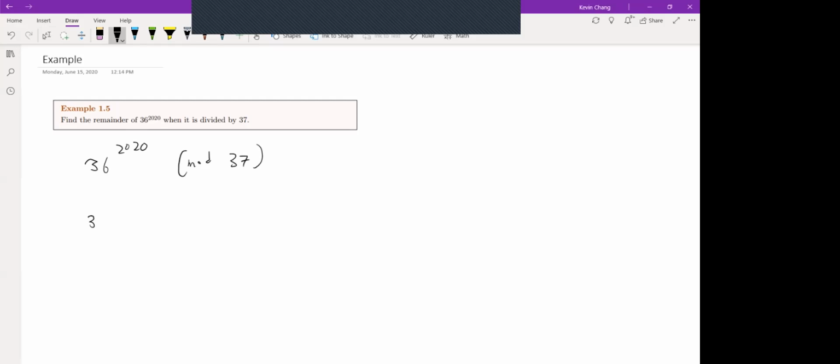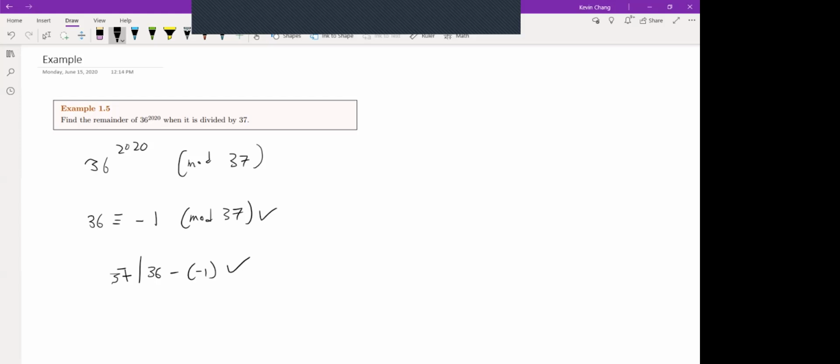36 is congruent to, and now here's the trick. We are not going to use positive numbers here, but rather we're going to use a negative number. So this is congruent to negative 1 mod 37. And of course, negative numbers do work in mods because, for example, 37 does divide 36 minus negative 1. So this is a correct statement.